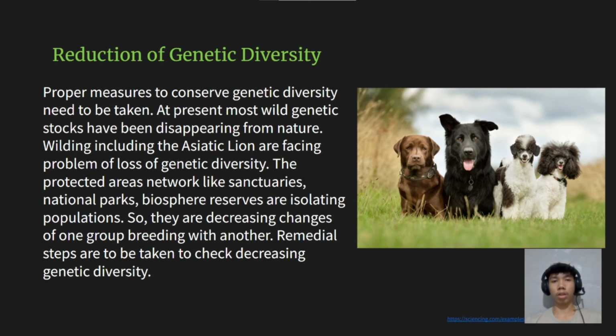Reduction of genetic diversity. Unti-unting nawawala yung genetic diversity, particular sa wildlife. Halimbawa, yung Asiatic lions nawawalan na ng genetic diversity dahil ina-isolate sila sa sanctuaries at national parks. Dahil dito nawawalan ng chance yung mga hayop na makapagsalin lahi sa iba pang grupo.